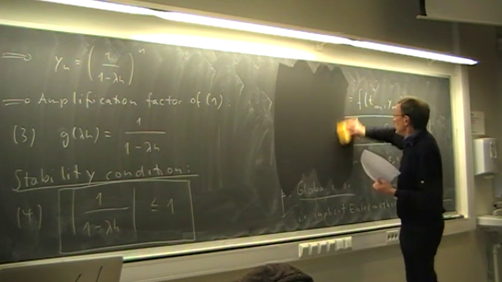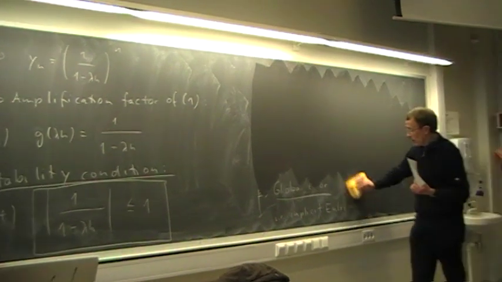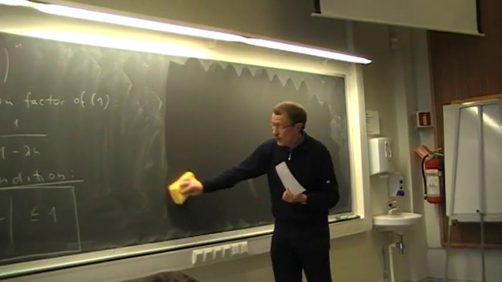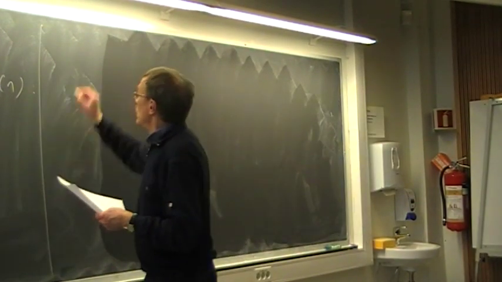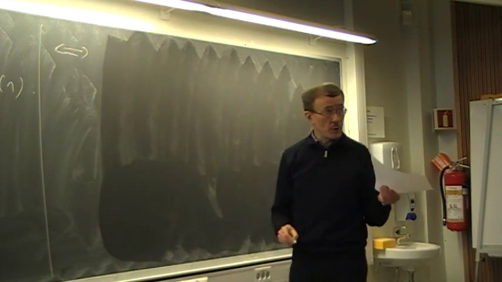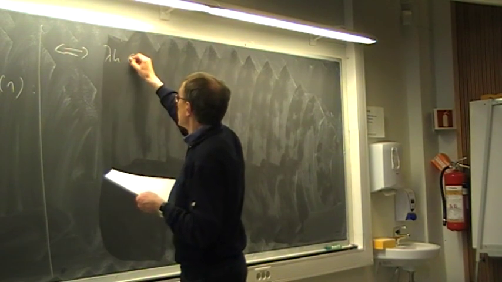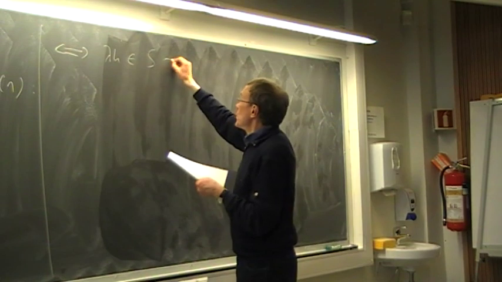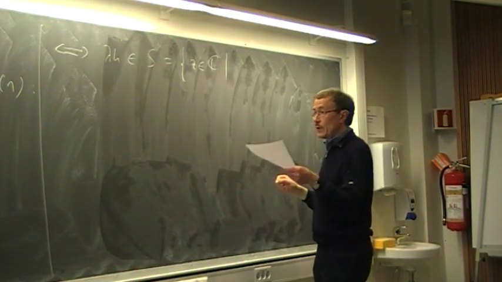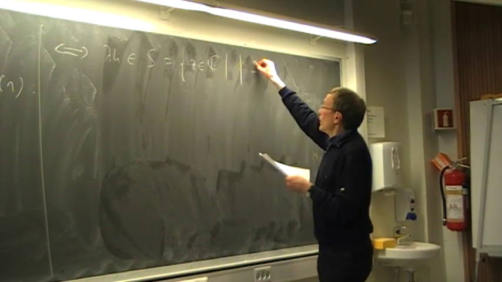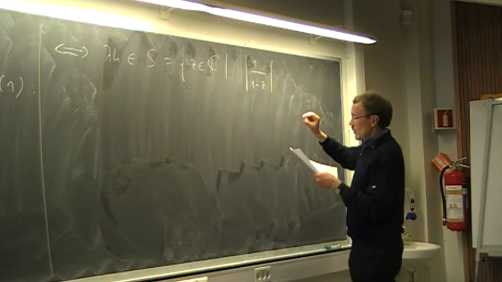That we can also look for by checking the stability domain. Which domain should lambda h be in such that this condition is fulfilled? So that we can say, in a similar way as we argued before for Euler's method and the fourth order Runge-Kutta method, this is equivalent to lambda h being in the stability domain of the method, which is all the complex numbers z for which the absolute value, in that case it will be 1 over 1 minus z, has to be smaller or equal to 1.